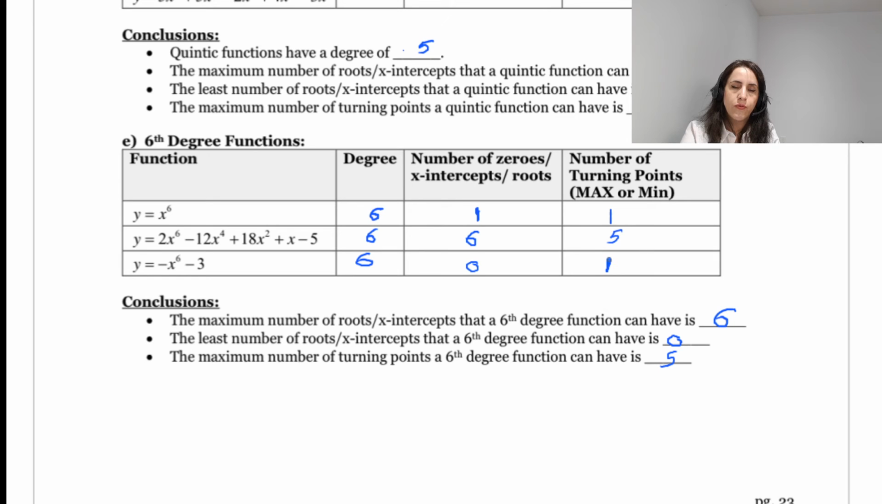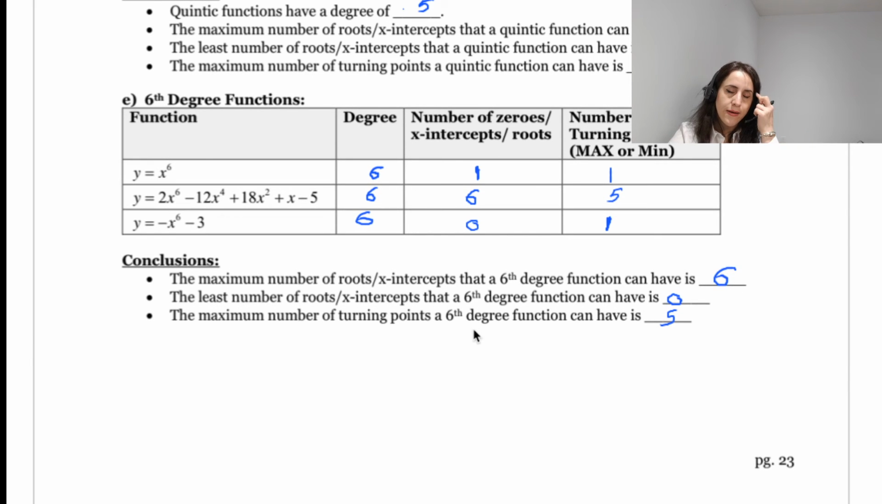1 absolute maximum. As you see, first I answered this chart because I got my conclusion. I got my summary of whatever I'm doing. If it's an even degree, it can have 0 x-intercepts, or a maximum of 6 and 5 turning points. And this chart, after drawing the graphs on Desmos, is confirming that I did it correctly.